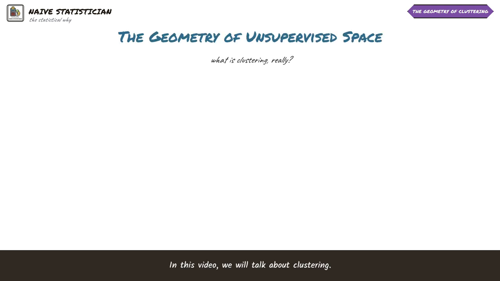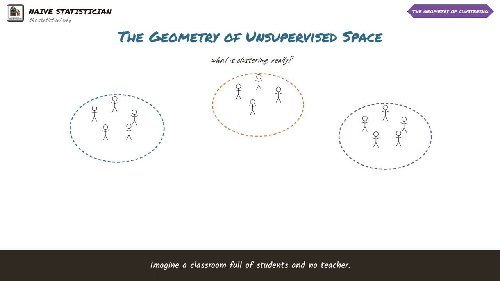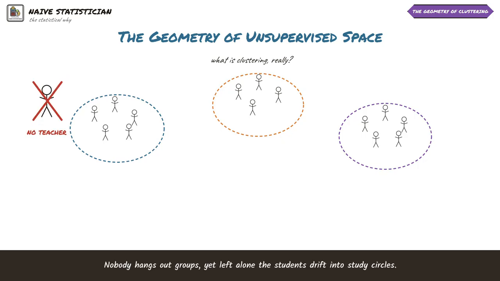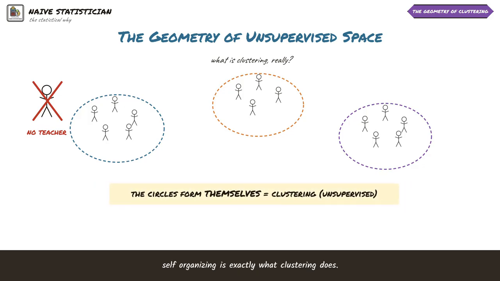In this video, we will talk about clustering, and I want to carry one picture with us the whole way through. Imagine a classroom full of students and no teacher. Nobody hands out groups. Yet, left alone, the students drift into study circles. The ones who are alike end up together. That self organizing is exactly what clustering does.